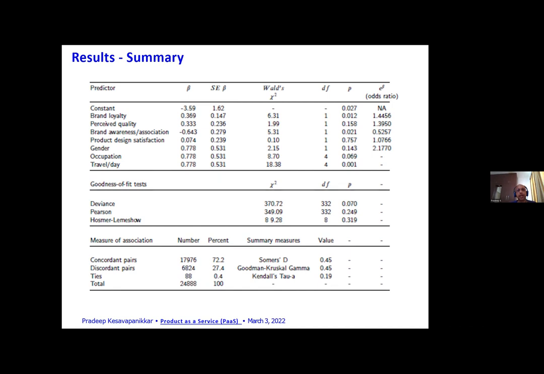I will explain maybe in the next slides a little more detail about this, but this is the result that came out of the survey analysis using logistic regression. So brand equity was seen as significant in the buy versus lease decision by customers. Within the three elements of brand equity, brand loyalty was significant, perceived quality was not significant, looking at the p-value, and brand awareness association was significant. Product design was not significant. On the other socioeconomic factors, gender was not significant, but occupation and travel per day were significant. Overall, the goodness of fit of the model was acceptable, and the measures of association were acceptable. So I think the model itself was fitting well.